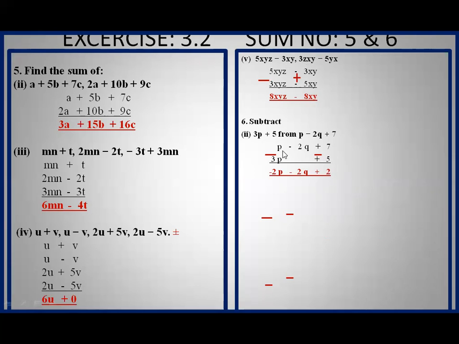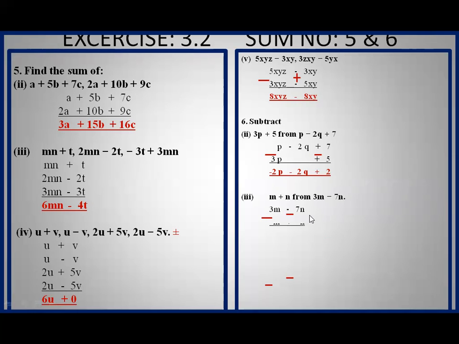3p plus q plus 5 from p minus 2q plus 7. So we write p minus 2q plus 7 on top. And for 3p, you don't have a q term, so let it be as it is and write 5 in the constant term. So 7 minus 5 is plus 2. 2q remains the same. 1 minus 3 is minus 2p.